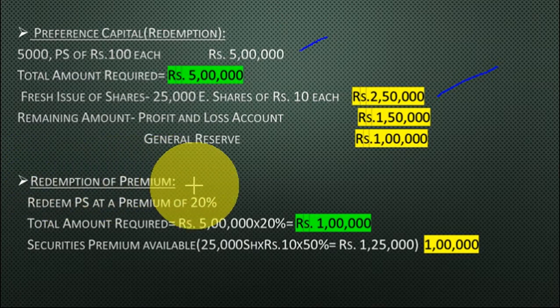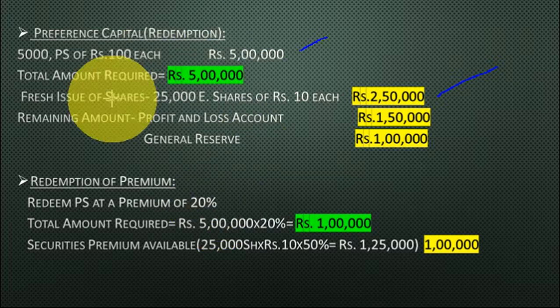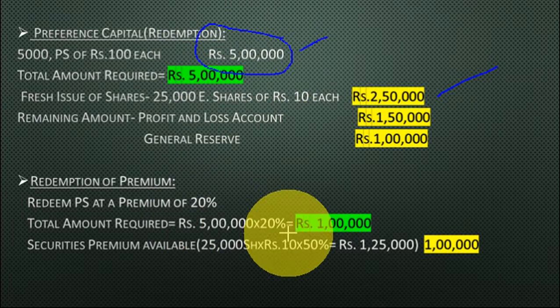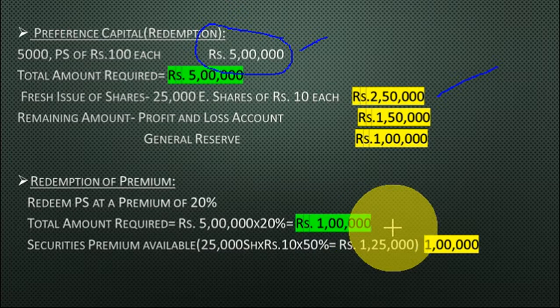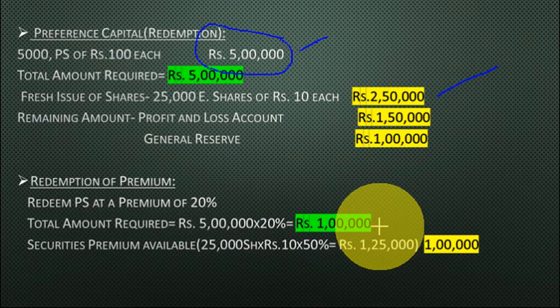Then premium. We have to give them premium in the event of redemption of preference shares. How to calculate premium? 20% they said. In the problem itself they have given redeem the preference shares at 20% premium. So you should see what is the preference share capital. This is 5 lakh, right? On 5 lakh, 20% you have to calculate. So it is 1 lakh. So total amount required for paying the premium on redemption, we require 1 lakh.